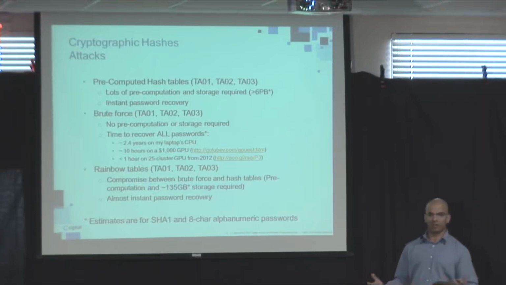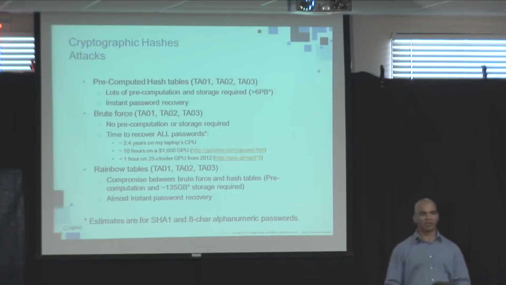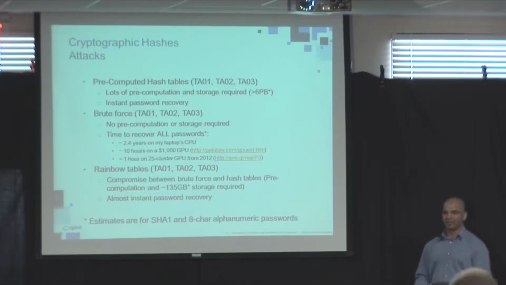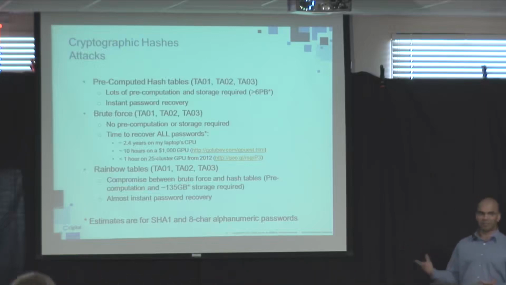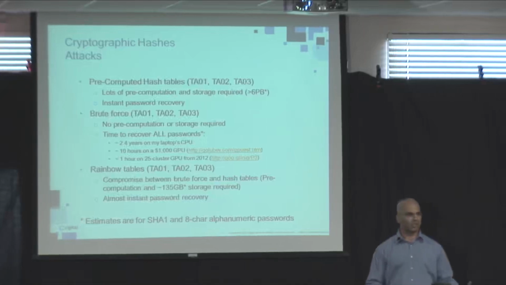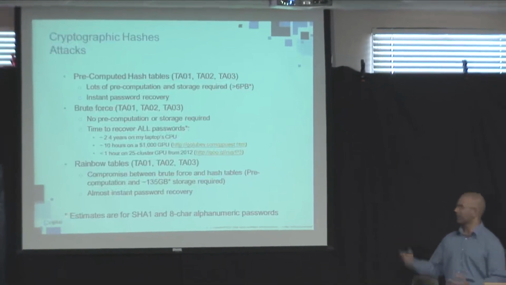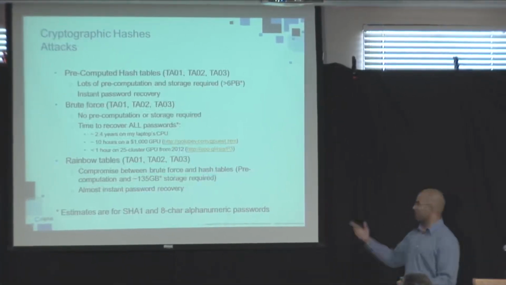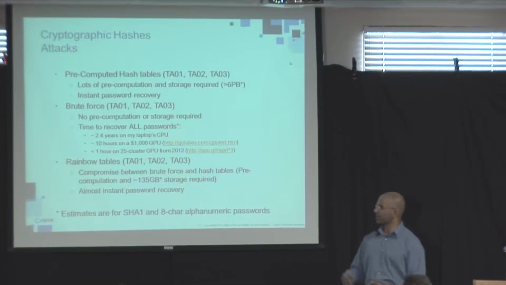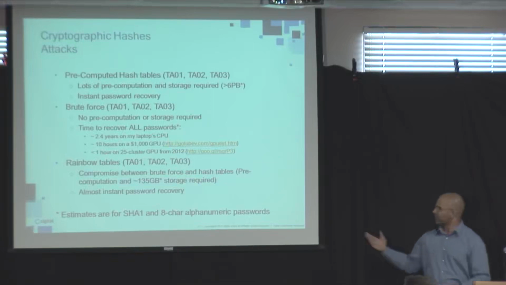Remember, our table is only valid probably for a few months. However, if I wanted to invest in a $1,000 GPU, I can cut that time down to about 10 hours. Now that's a lot more reasonable. Think about that. If your password policy, and many organizations have this, allows for 6, 7, 8-character passwords, somebody with just a $1,000 GPU can reverse them all in a matter of hours if you're storing passwords just as SHA-1 hashes. And somebody actually built a GPU cluster back in 2012 that could do this job in less than an hour. So, pretty scary.